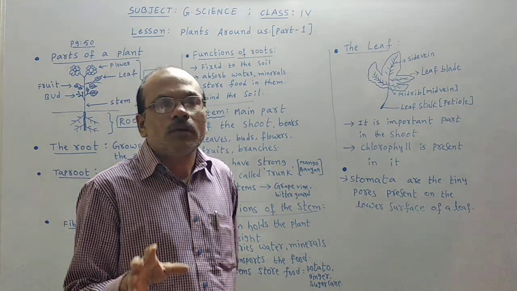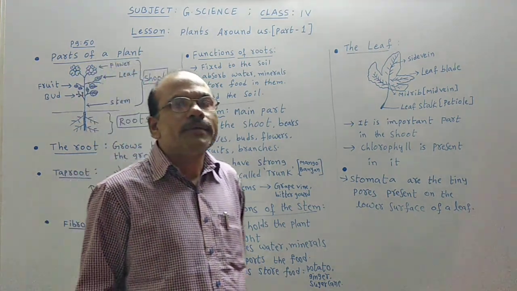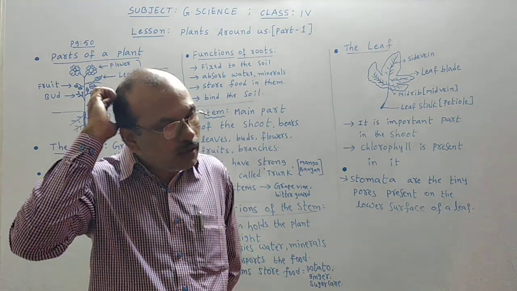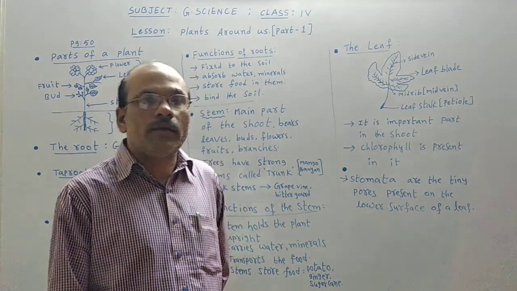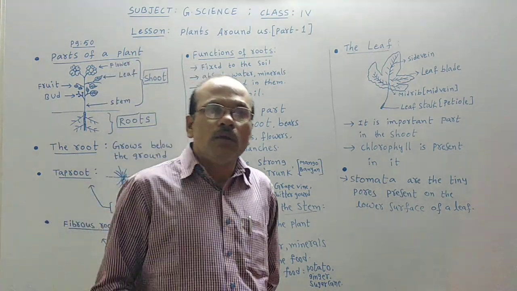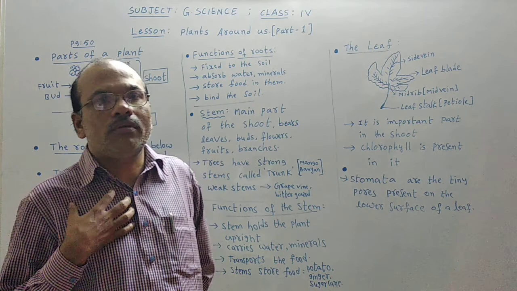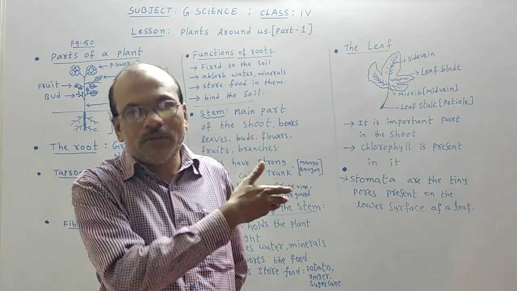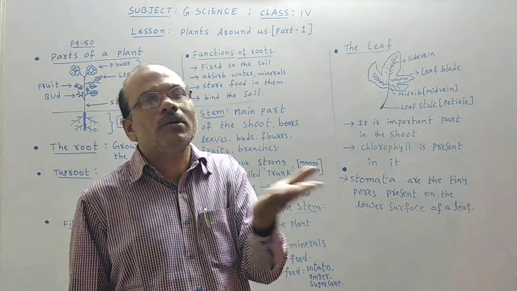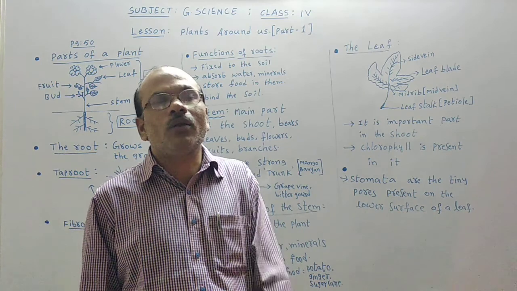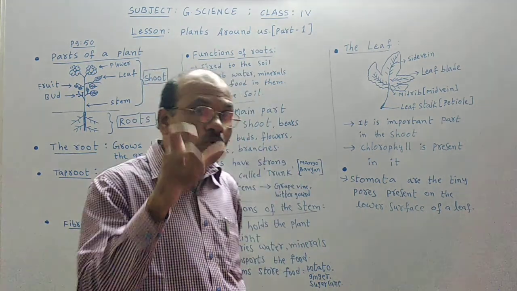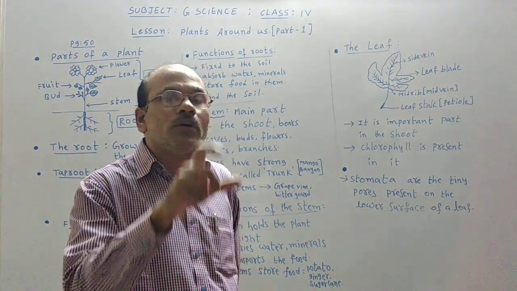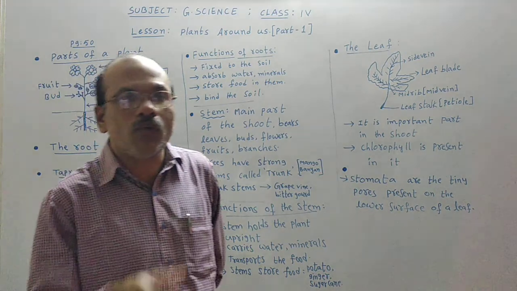Also it releases, evaporates some water particles from it. So when we go near any plant, when we stand under any tree, we will get some cool condition. We will get some cool breeze. It is because of these pores or tiny holes present on the lower surface of the leaf, because those holes will help the leaf to release water.